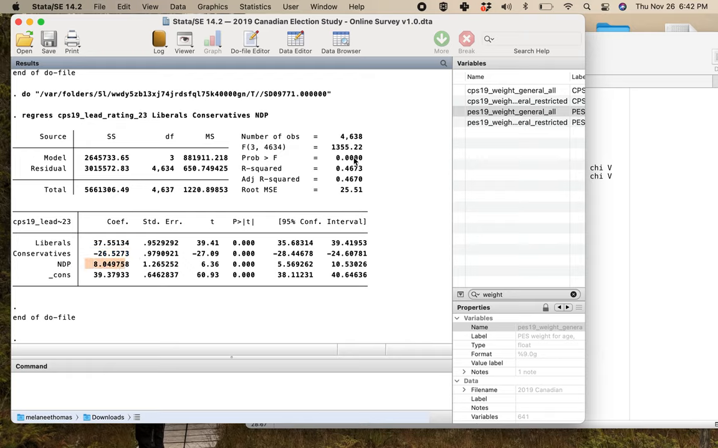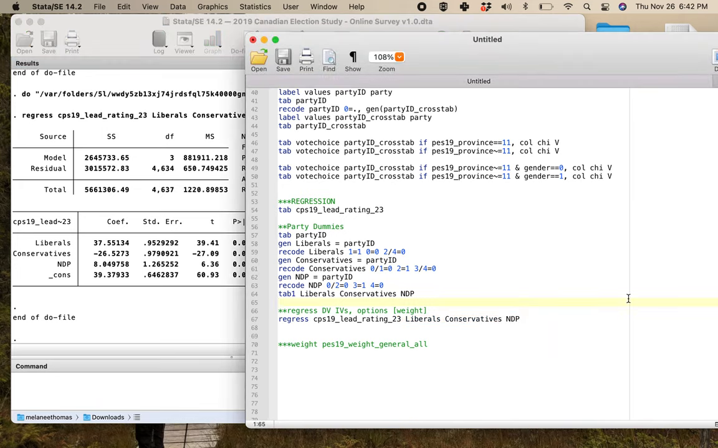Okay, and you can see the regression is significant. I'm explaining almost 50% of the variance. And I can account for how this is all happening together at the same time. It's pretty neat in that respect.